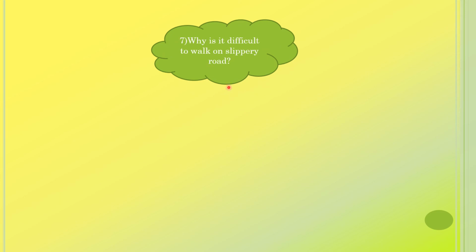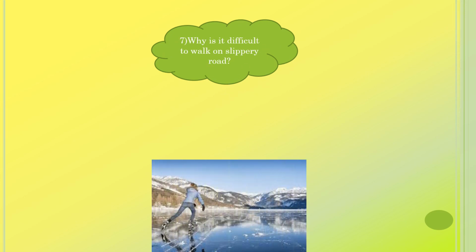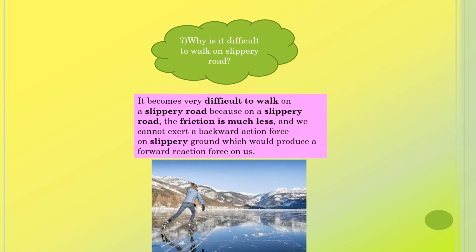Why is it difficult to walk on a slippery road? You must have observed something like this, right? When you're moving on snow or on a surface which is highly lubricated, you find it very, very difficult to walk. Now, why does that take place? See, this is because when you're walking, we have learned in Newton's third law that whenever you walk, you try and push the ground in the backward direction. So in return, the ground pushes you in the forward direction, right?